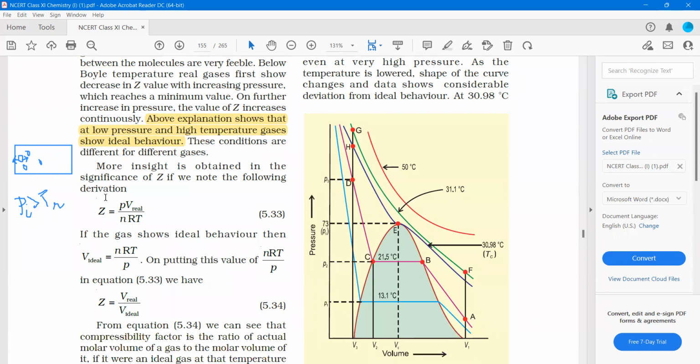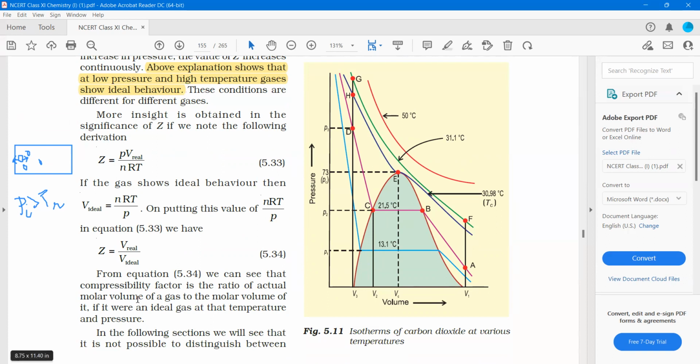More insight is obtained into the significance of Z if you note the following derivation. Z equals PV upon nRT. If Z is not equal to 1, then V is the real volume. If the gas shows ideal behavior, then V ideal equals nRT upon P. On putting V ideal for nRT upon P, we can write Z for a real gas equals the volume of the real gas upon the volume of the ideal gas.